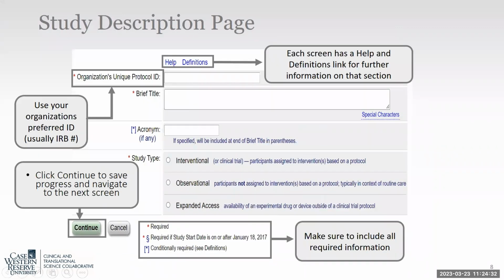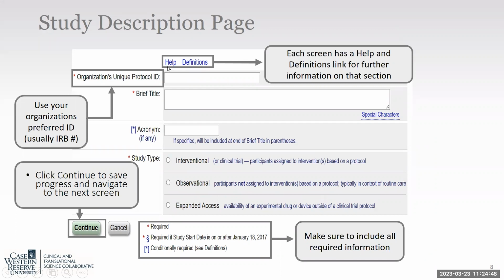Next, we have the study description page, and this is going to be where you put the unique protocol ID. This is your organization's preferred ID, so you need to reach out to them. Usually it's the IRB number, but just make sure you check with them.